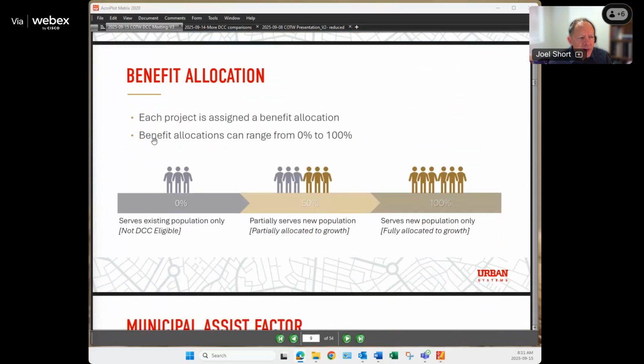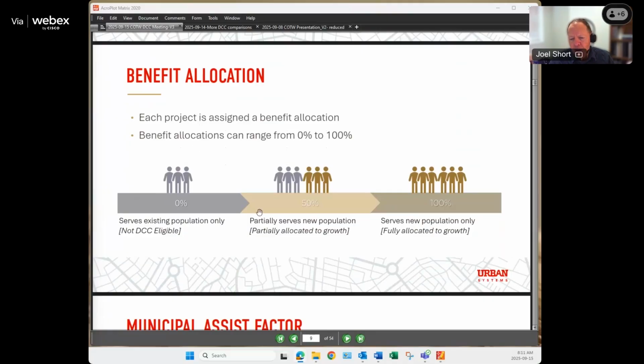And so as a reminder, the benefit allocation, each project, we look at each project and we assign a benefit allocation, and it can range anywhere from 0 to 100%. This is how much of the project is allocated to new growth. And so here we have some example of a project that serves just the existing population only, and the existing population is identified by these gray people here. And basically, if it's only serving the existing population, it's not really eligible for DCCs at all.